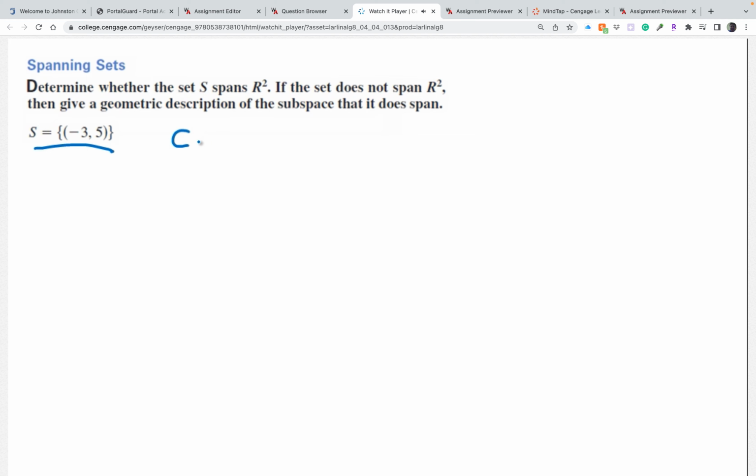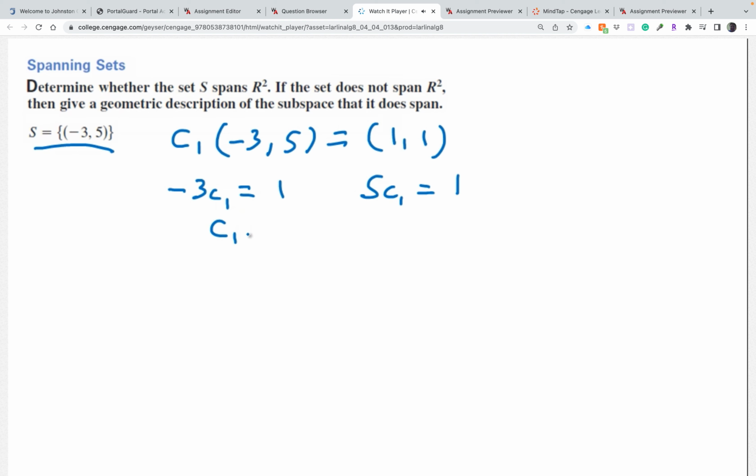So let's say that we'll take a constant C sub 1 times this vector, -3, 5, and we'll pick a vector, for example, 1, 1. What this means is that if we multiply C sub 1 by -3, giving -3 C sub 1, we'll get 1. And if we multiply C sub 1 times 5, we'll get 5 C sub 1 equal to 1. Solving the first equation gives C sub 1 equal to -1/3. Solving the second equation for C sub 1 gives 1/5.